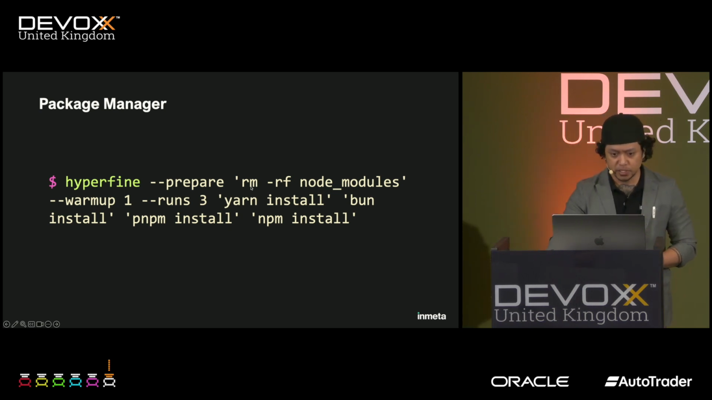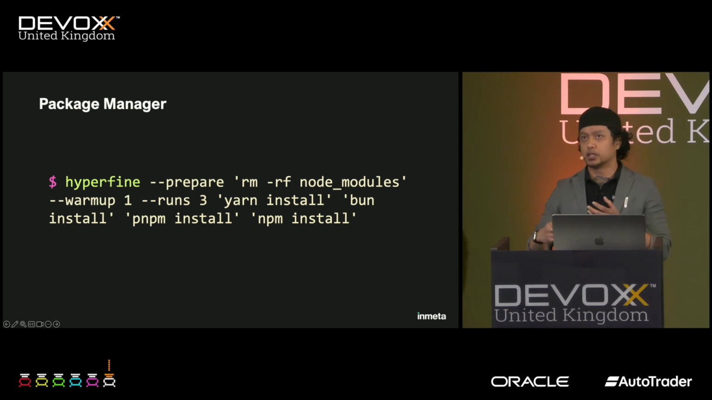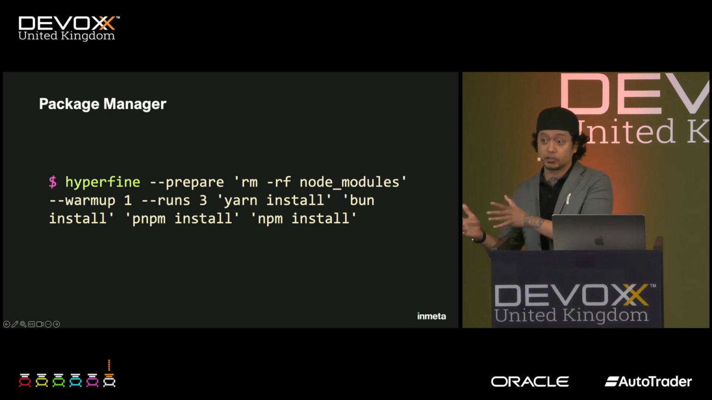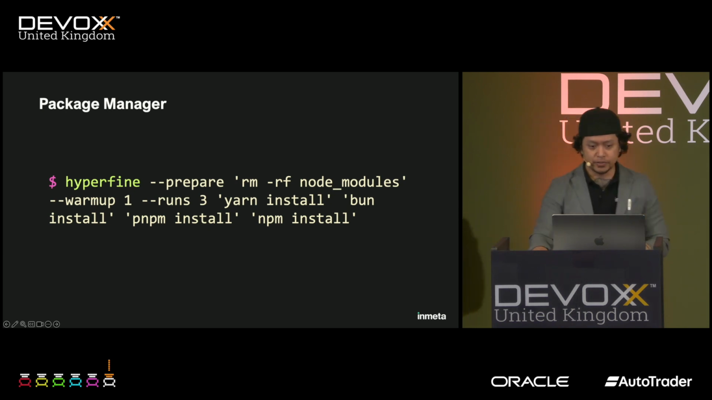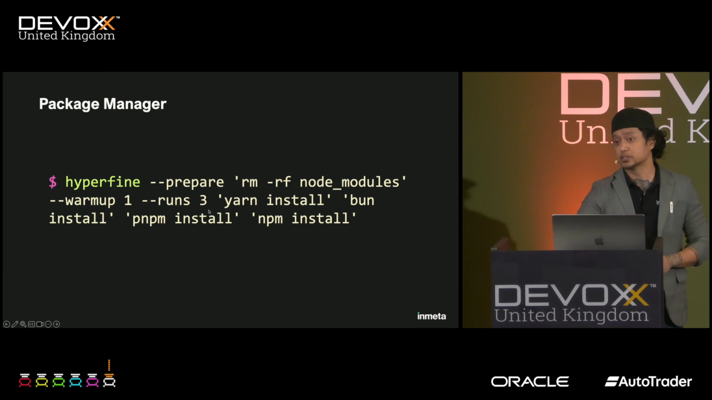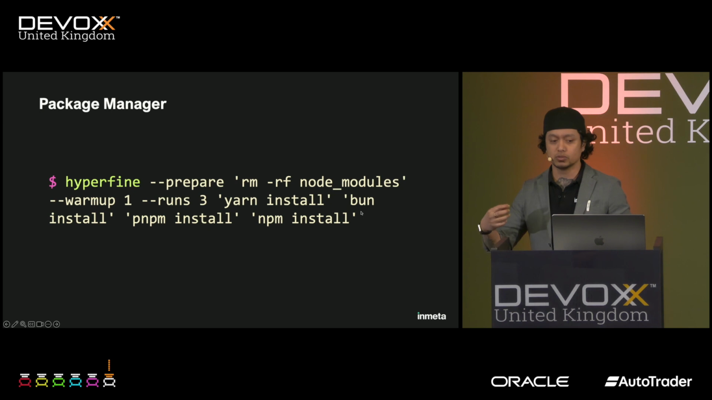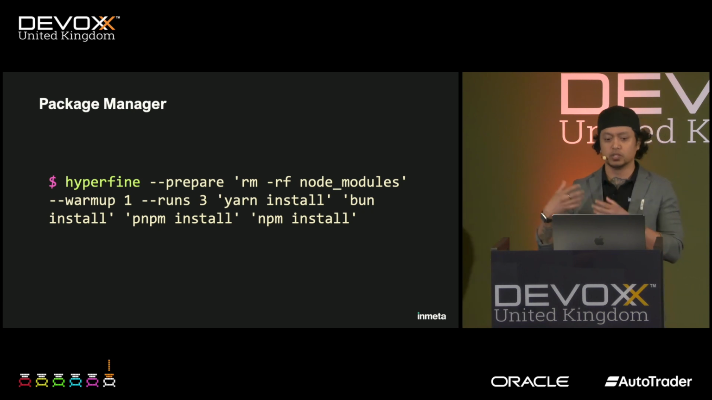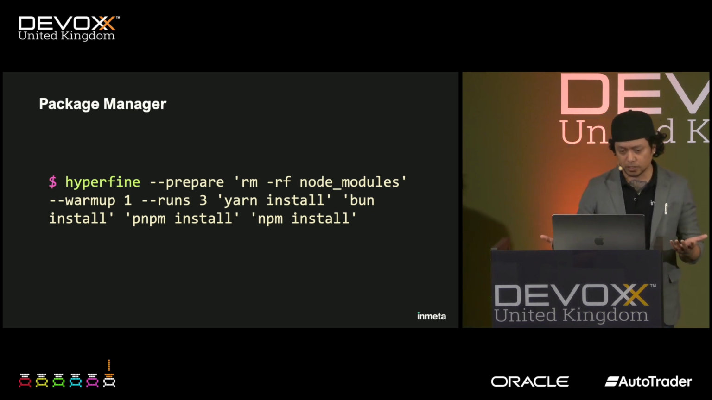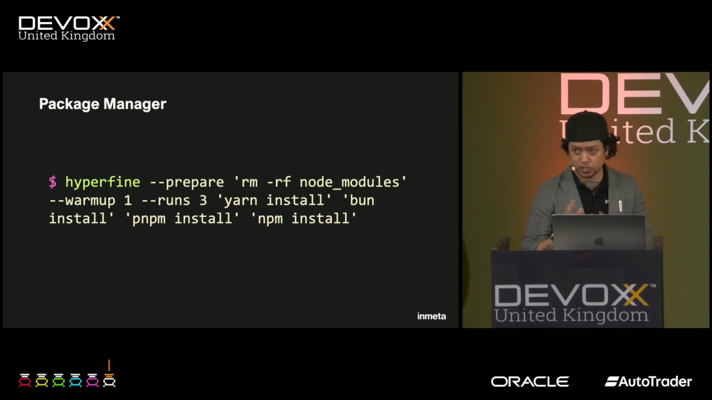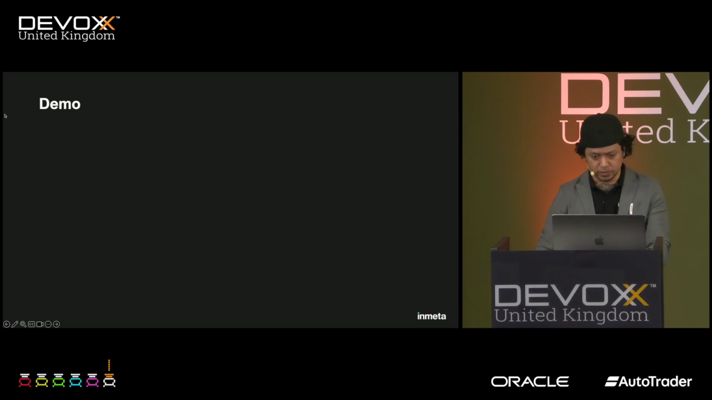What the prepare does here is remove the node_modules. Warmup 1 means we're going to run it once and then use the cache, because it matters when you have this cache. And then it runs 3 times. So each command here will execute 3 times and get its average. You can do 5 or 4, but 3 is enough. It's going to take longer if you increase it. This is just a simple command to see how you would do it on your own. So we can run this.